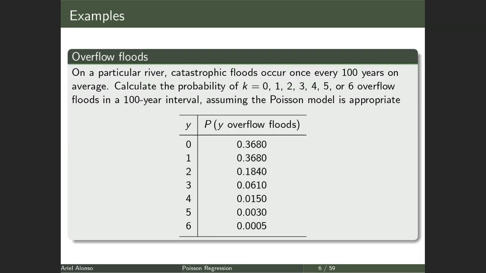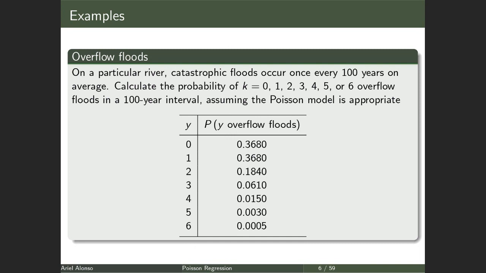So for example, suppose that you have a particular river and you know that catastrophic floods can occur once every 100 years. You are, say, on the Nile or the Euphrates, one of these rivers, and you know that every century you may have a catastrophic event on average. Now, what is the probability that you will get 0, 1, 2, 3, 4, 5, 6 of these catastrophic floods in a 100-year interval? This is the typical situation in which the Poisson distribution is used.